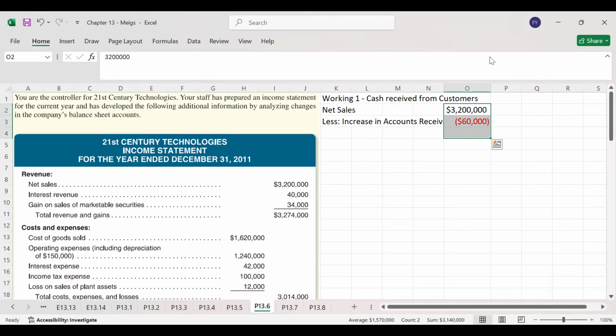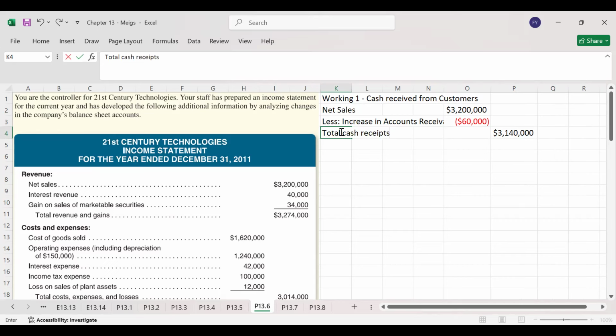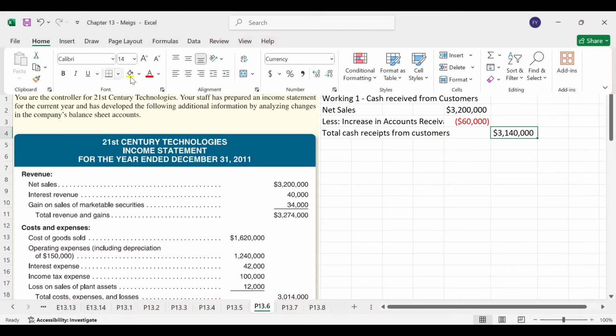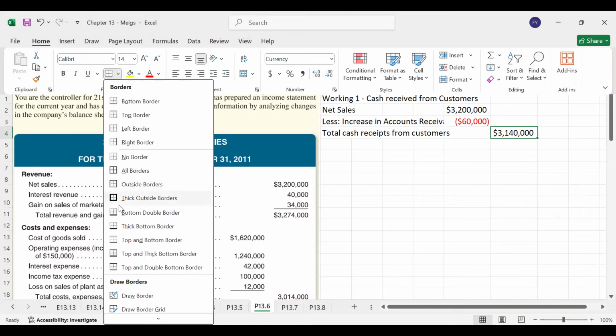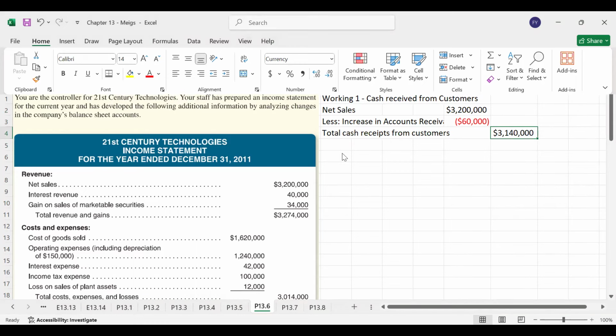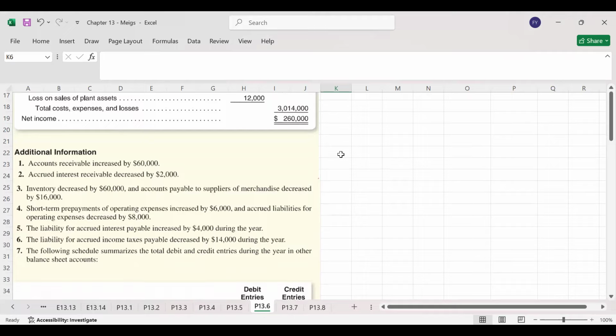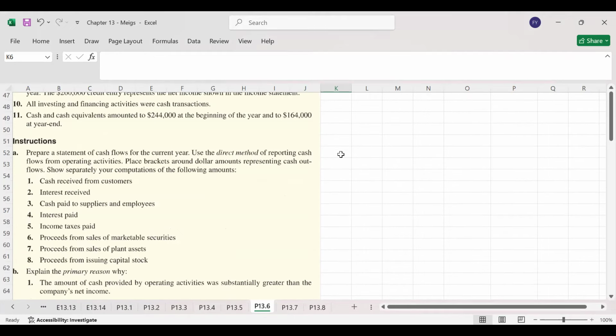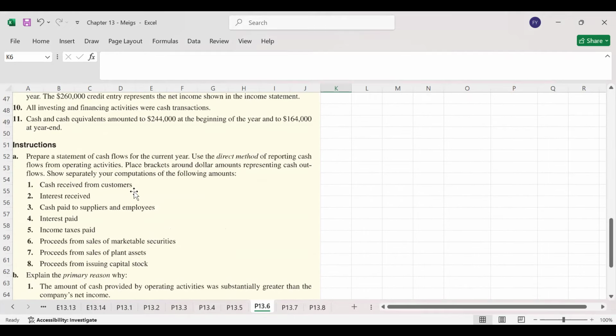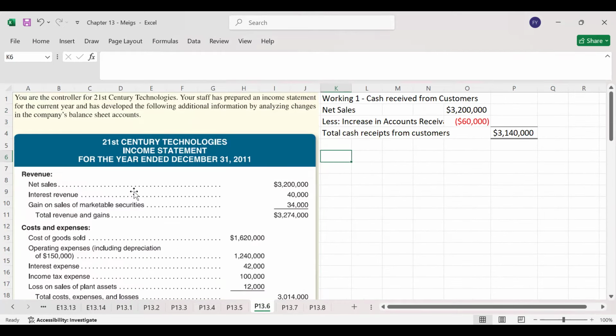So here we have total cash receipts from customers. This is our first calculation, or first working, that will be required in cash flow statements. The second working is interest received. So we are going to calculate any interest received, working two.